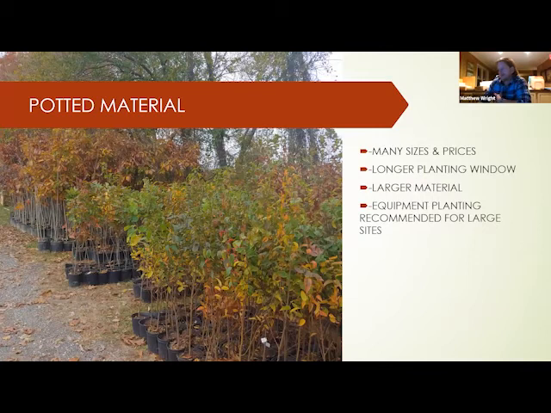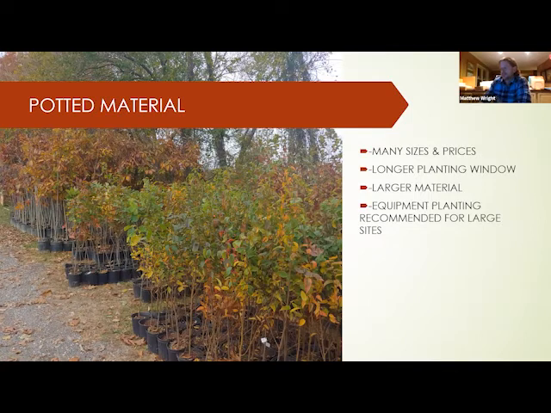Potted material, you can get anything from 1 up to 25 gallon material, but really for reforestation plantings and riparian buffers, you're looking at stuff around 2 to 3 gallons. You have a longer planting window with potted material. You can plant pretty much anytime the ground isn't frozen, and really the window ends at the end of spring and opens up again at the end of summer.